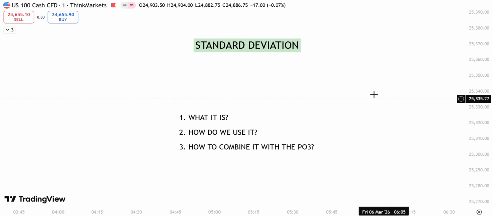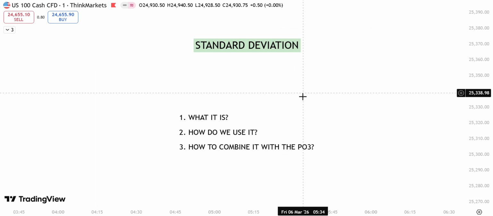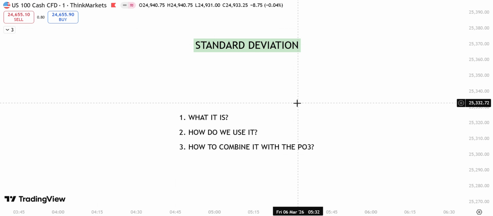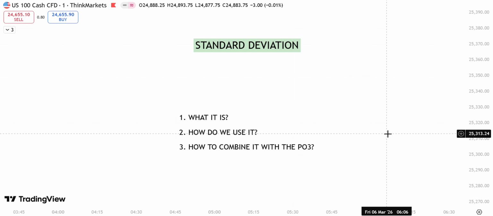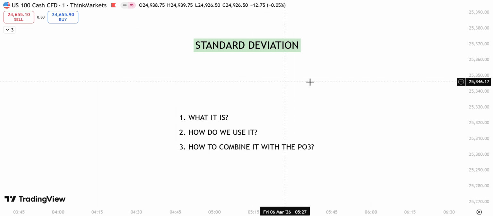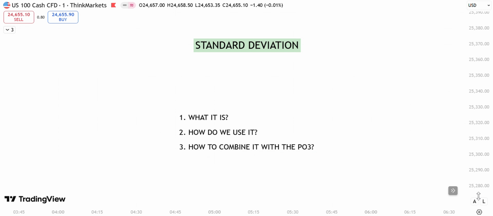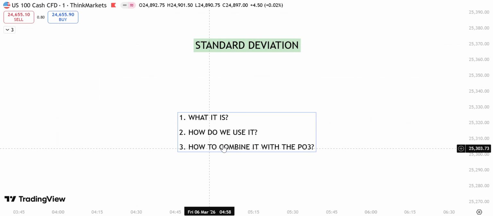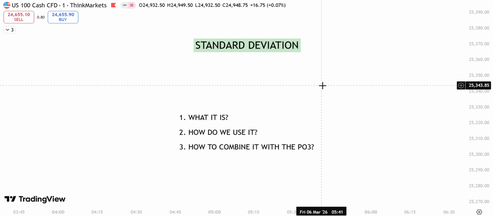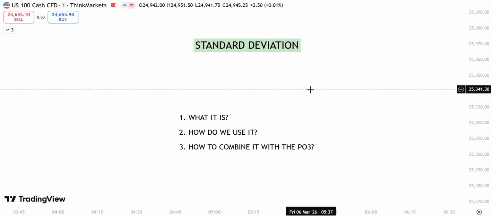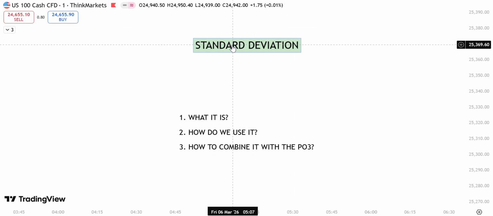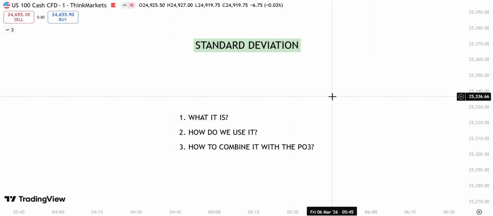Standard deviation is a thing that I use to see my targets, to target everything, and to at least know the general price direction. We will look at what it is, how we use it, and finally, at the end, how we combine it with the Power 3. I'm also going to show you an example so you can see how strong the standard deviation actually is.